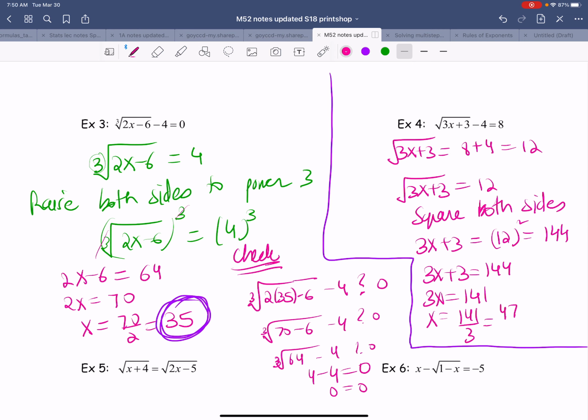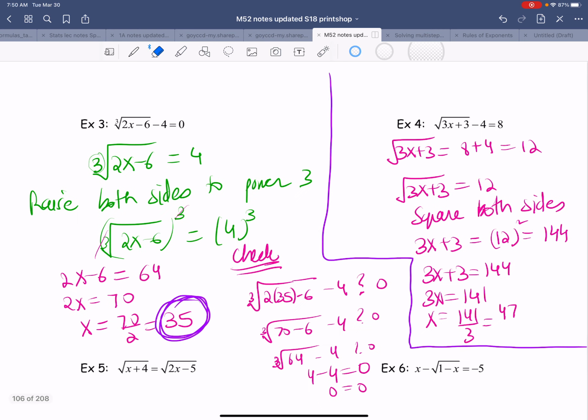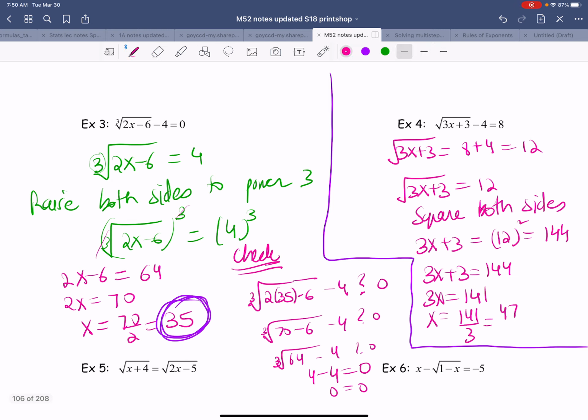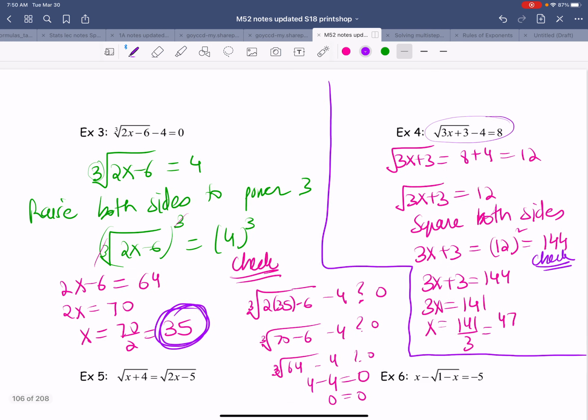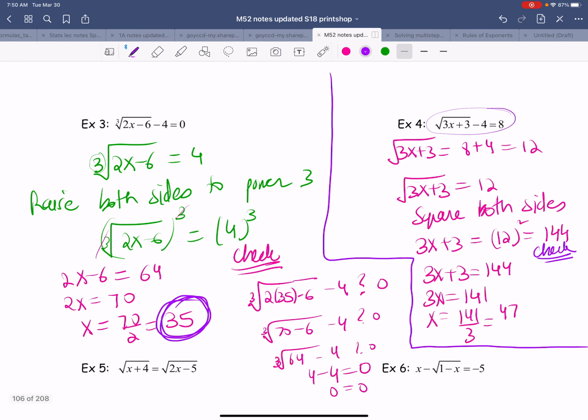And it is time for me to check my solution. So when we check, where do we plug it in? That's very important to keep in mind when it's time to check. You plug into your original equation. I'm going to do the check work on the top because I'm kind of lacking space. So for the check work, I'm going to plug 47 into the original equation.